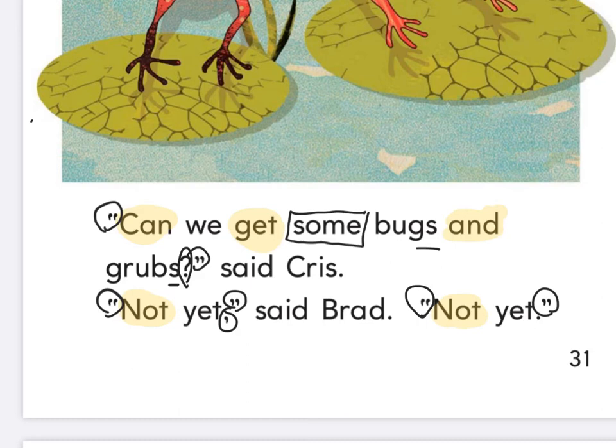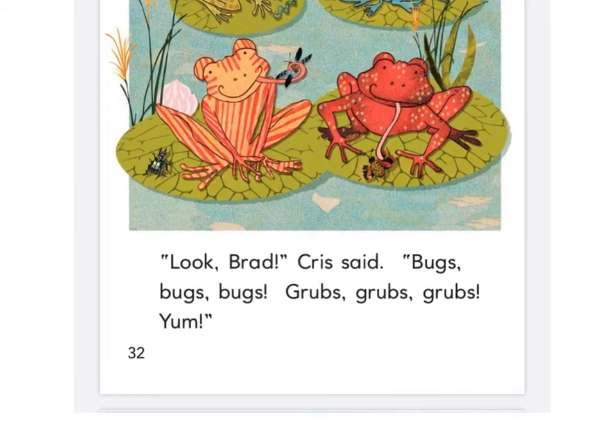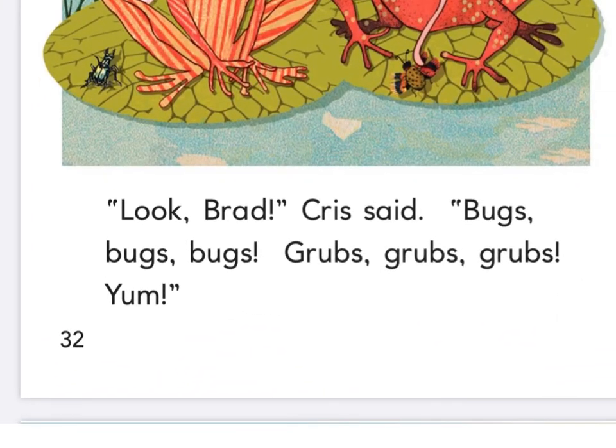So what does Cris want to get? Grubs and bugs. Yeah, he wants to get grubs and bugs. Let's see if they get some grubs and bugs. Turn the page. Ooh, they got them. What should I highlight at the bottom? I see nothing. Pencil's ready.